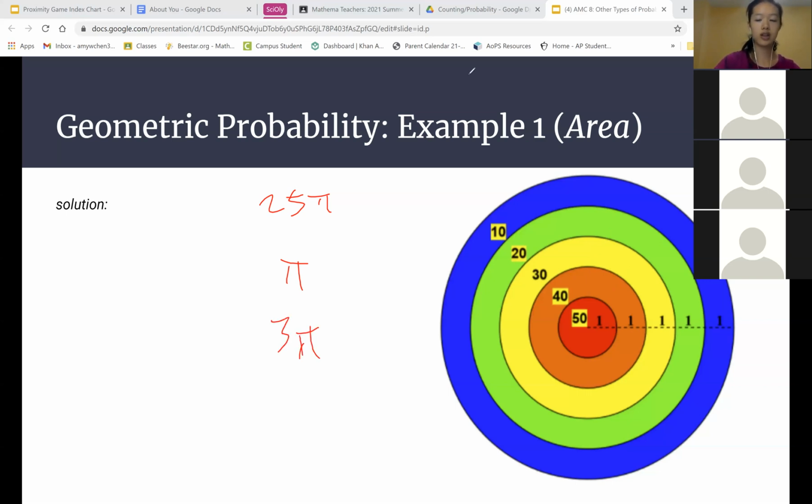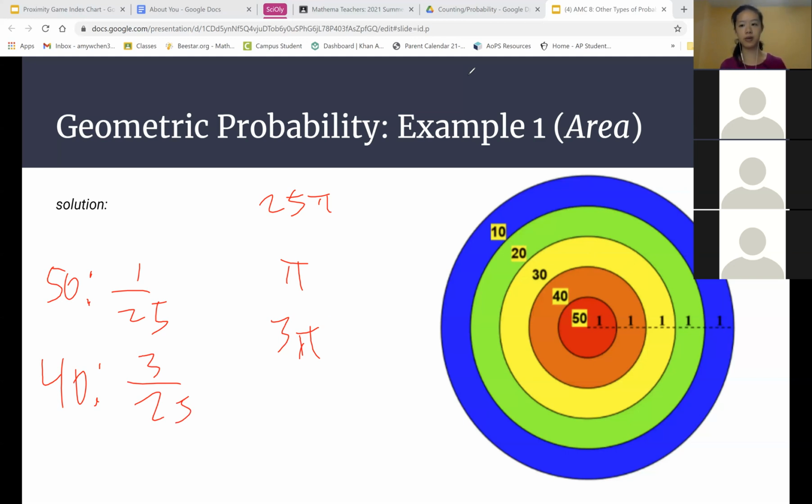So now we basically have what we need to calculate the probability for getting a 50, a 40, and the total. The probability of getting 50 would be pi divided by 25 pi, so that's 1 over 25. And the probability of getting 40 would be 3 pi divided by 25 pi, so that's 3 over 25. So now we have our probabilities, and we can calculate the actual probability for each case. So if I erase some of this stuff.